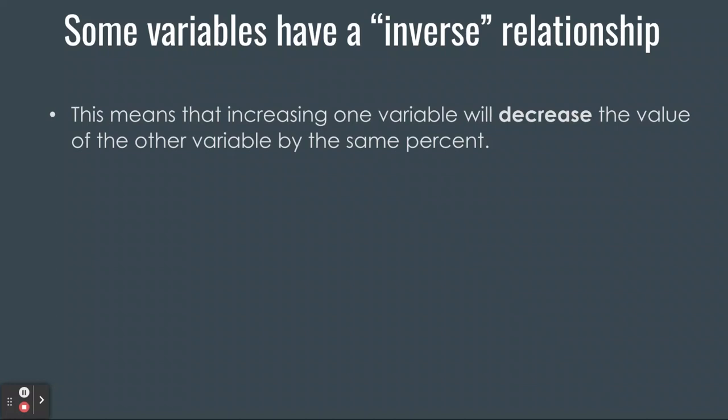Now, something that could be helpful: draw little arrows in your notes, draw the little down arrow next to inverse. That can be helpful. I'll just go ahead and do that on my screen. Some variables have an inverse relationship. That means that as one variable goes up, the other variable goes down. You can kind of think of it that way. And you could draw, for the previous one, for proportional, 2 up arrows.